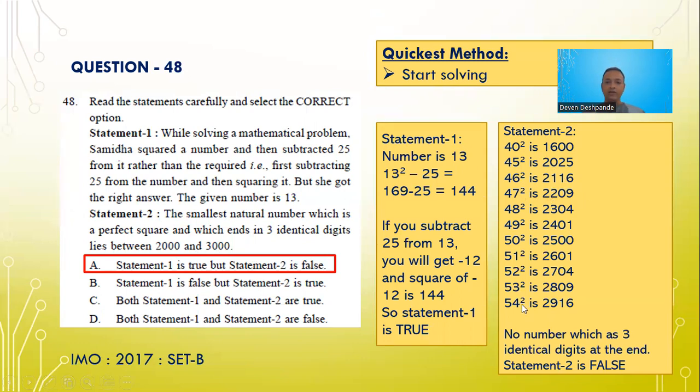If you calculate till 54, which is 2916, that is just less than 3000. 54 square is 2916. None of these numbers ends in 3 identical digits. So statement 1 is true, but statement 2 is false, because none of these perfect squares ends in 3 identical digits. So this statement is false.